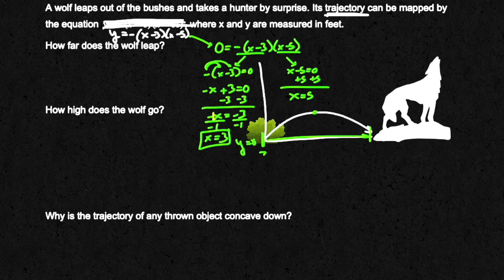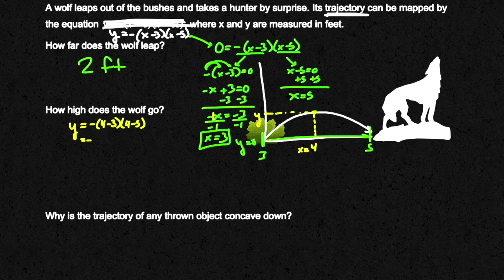So x equals 5. So if the wolf leaps from 3 and gets to 5, that distance would just be 2 feet. So how far does the wolf leap? That would be 2 feet. To figure out how high the wolf goes, we have to figure out the maximum height, or the y value, for this vertex. So now that I know the two x-intercepts are 3 and 5 over here, I know that the middle of 3 and 5 would be 4. So I know the x value is 4, and I'm just going to plug that back into this equation and figure out the y value.